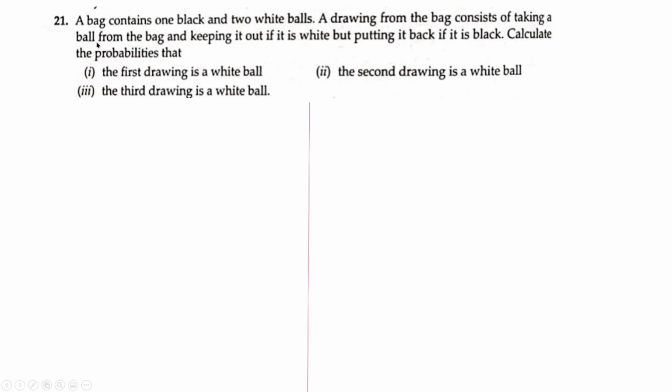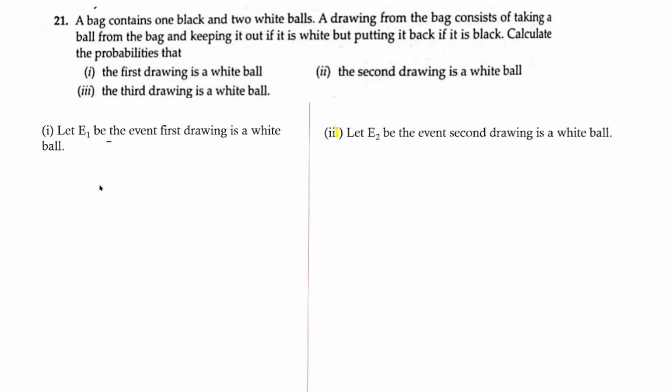Next question. A bag contains one black and two white balls. A drawing from the bag consists of taking a ball from the bag and keeping it out if it is white, but putting it back if it is black. Calculate the following probabilities. So here it is given a bag contains one black and two white balls. And a drawing consists of taking a ball from the bag, and if it is a white ball, it is kept out. But if it is a black ball, it is again put inside. So we need to find each of these probabilities.